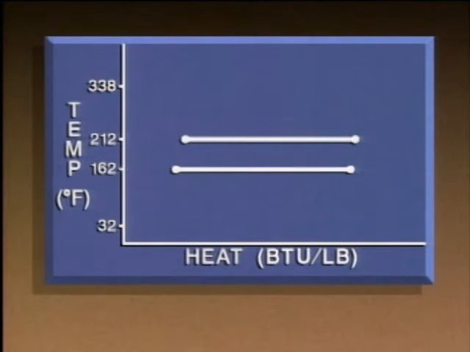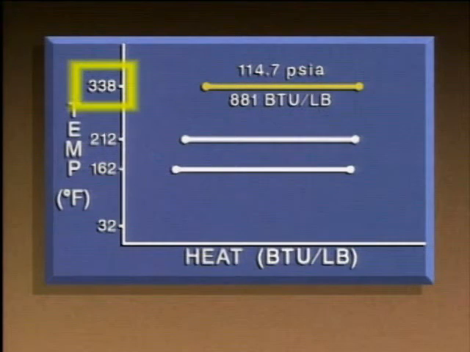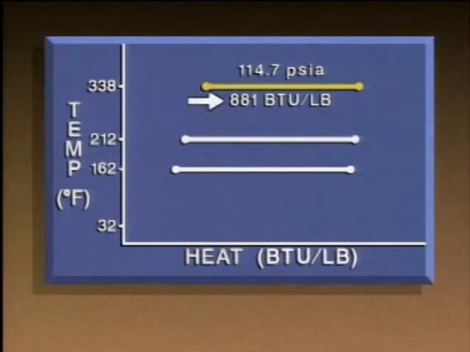Now let's look at a pressure that's higher than atmospheric, 114.7 PSIA. At this pressure, water won't boil until it reaches 338 degrees. Under these conditions, the latent heat of vaporization is about 881 BTUs per pound, which is less than the latent heat of vaporization at atmospheric pressure. At higher temperatures, the water molecules move more quickly than they do at lower temperatures, so it's easier for the molecules to boil and escape the water as steam. In other words, it takes less heat to change the water completely to steam.